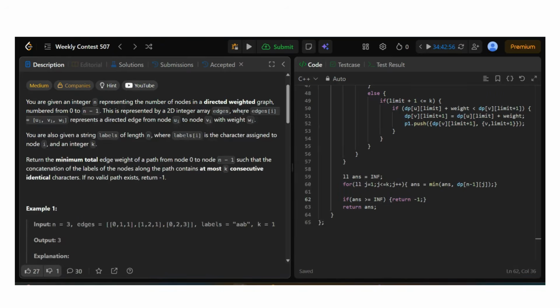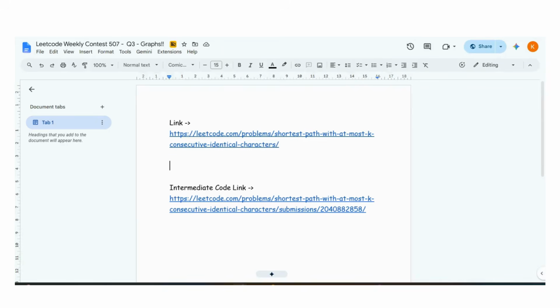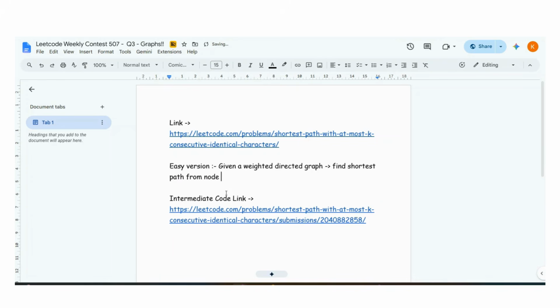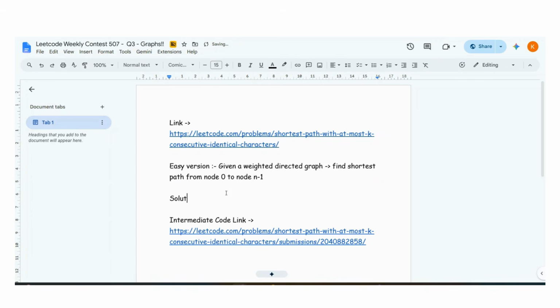So we will forget about the original question and we will just try to do the Dijkstra algorithm. Let's say the easy version of the problem was: given a weighted directed graph, find the shortest path from node 0 to node n minus 1. What is the solution? You will use Dijkstra algorithm, right?